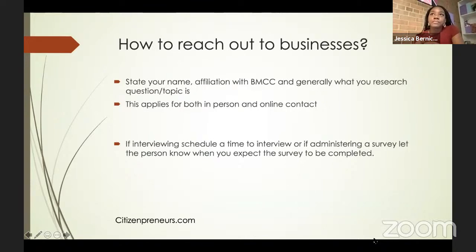Maybe the research question is something they don't want to participate in, or they don't agree with the topic, and so they don't want to participate, but you have to let them know that ahead of time. We usually wouldn't run into that problem, but it's good practice to let them know what your question or topic is. This applies both for in-person and online contact. If you're just emailing to get your sample size, or you're going in person, you still want to have this introduction to set expectations.